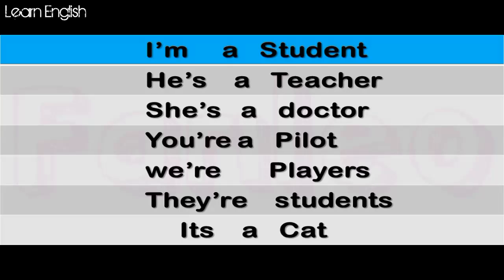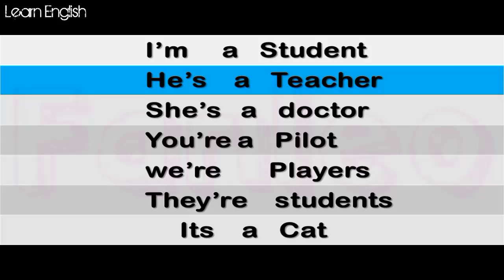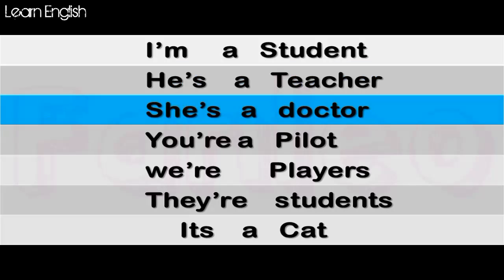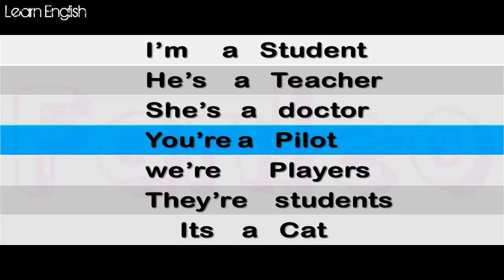He's a teacher. He's is the contraction for he is. He is a teacher. The next one is she's a doctor. She's a doctor. She's the contraction for she is. The next one is you're a pilot. You're is the contraction for you are.